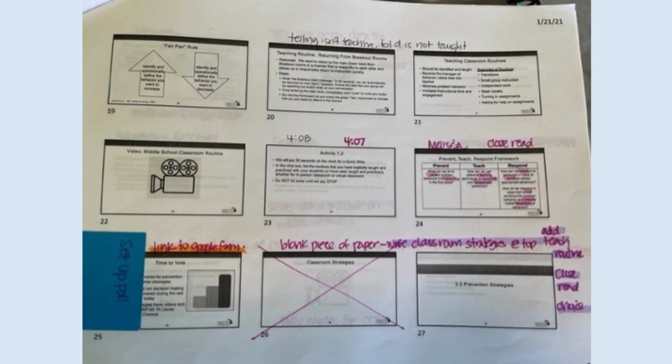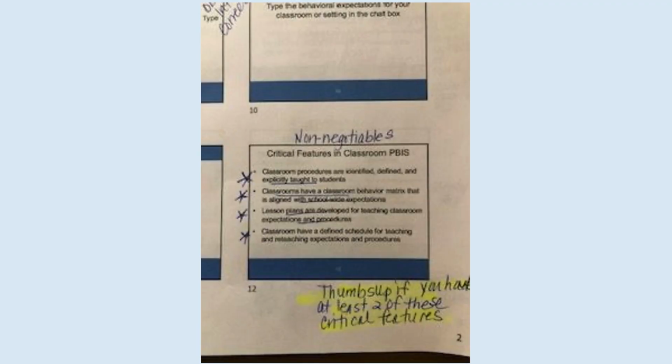One way to prep is to write down keywords that prompt us to the main points in order to help keep us on track. Here we can see Melissa wanted to remind herself that the concept on this slide was really about telling isn't teaching, told isn't taught. On this slide, I anticipated questions about which critical features were the most important, and I wrote non-negotiables as a reminder to address that question before it was asked.